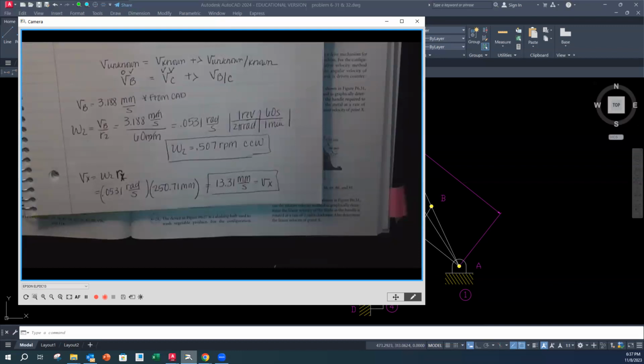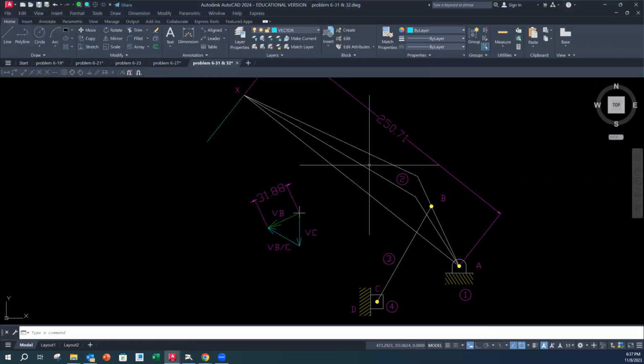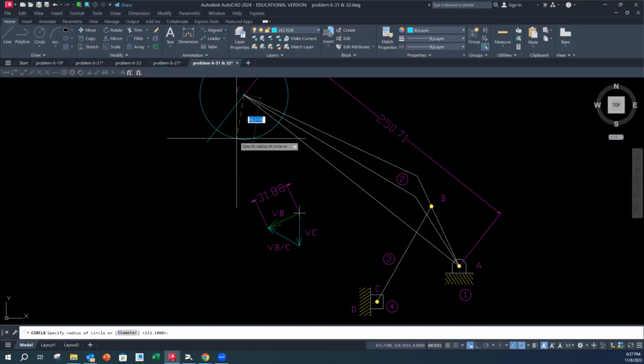So what I'm going to do now is, using that number, draw it on the diagram. 13.31 times 10. We want to multiply it by 10 so that it's consistent with the scale that we used for the vectors. So I'm going to do a circle here, and my radius is going to be 131.1.